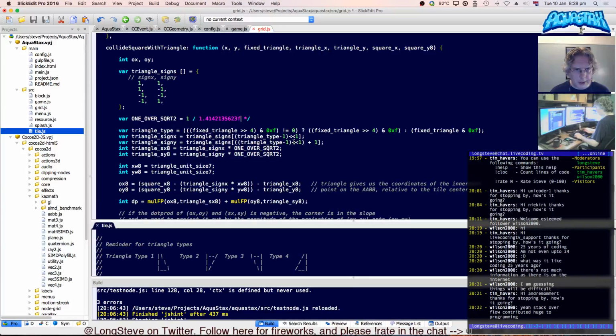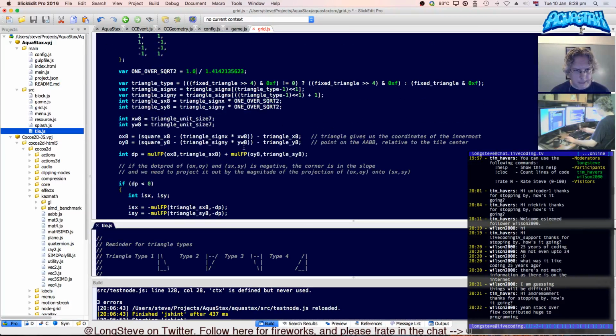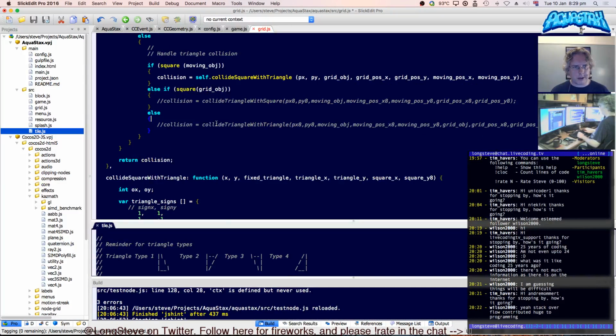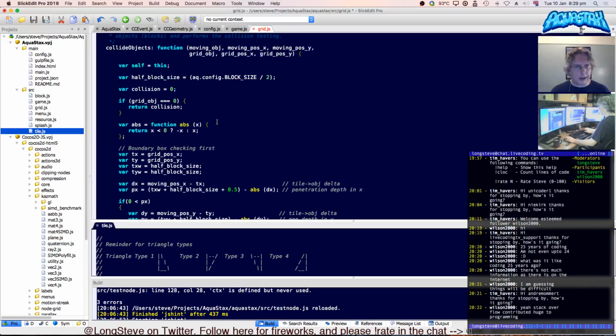One divided by that. Okay, triangle unit size 7. So that was half of the triangle unit size. I did that up here, didn't I? Here we are, half block size. That's what I called it.